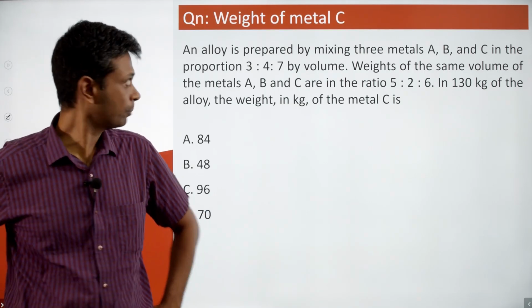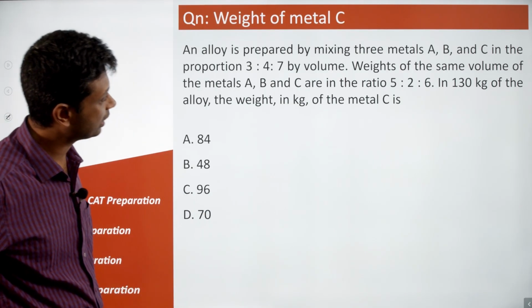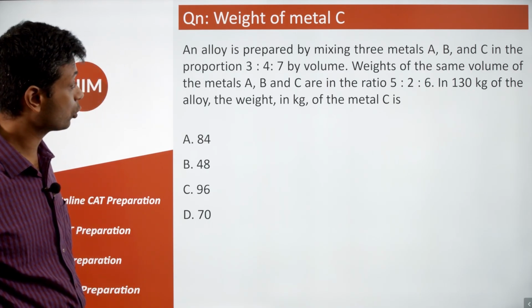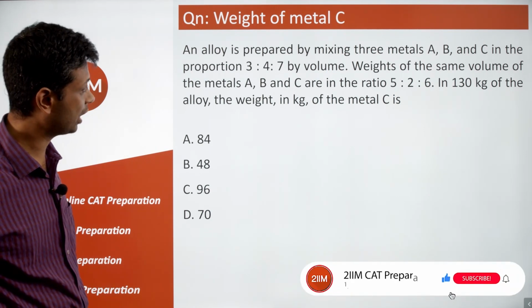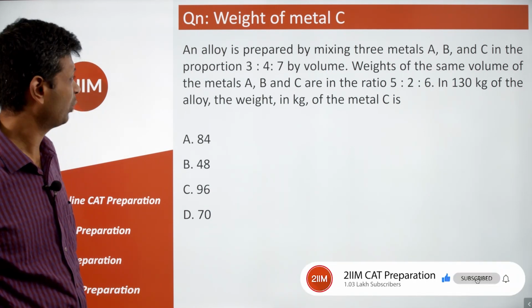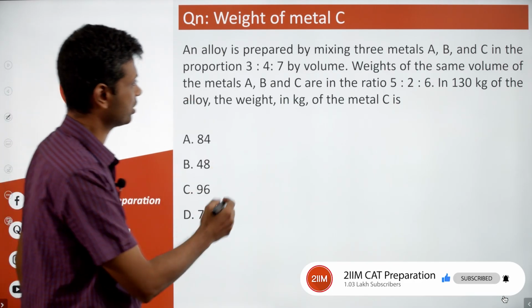Wonderful. We're going to start doing this one. An alloy is prepared by mixing three metals A, B and C in the proportion 3:4:7 by volume. Weights of the same volume of the metals A, B and C are in the ratio of 5:2:6. In 130 kilogram, etc., etc. We'll come to the question part later.